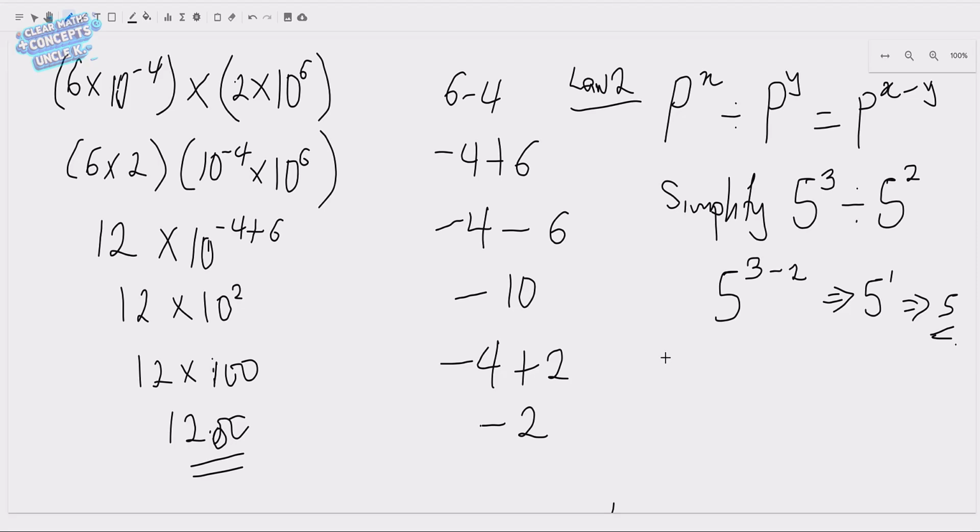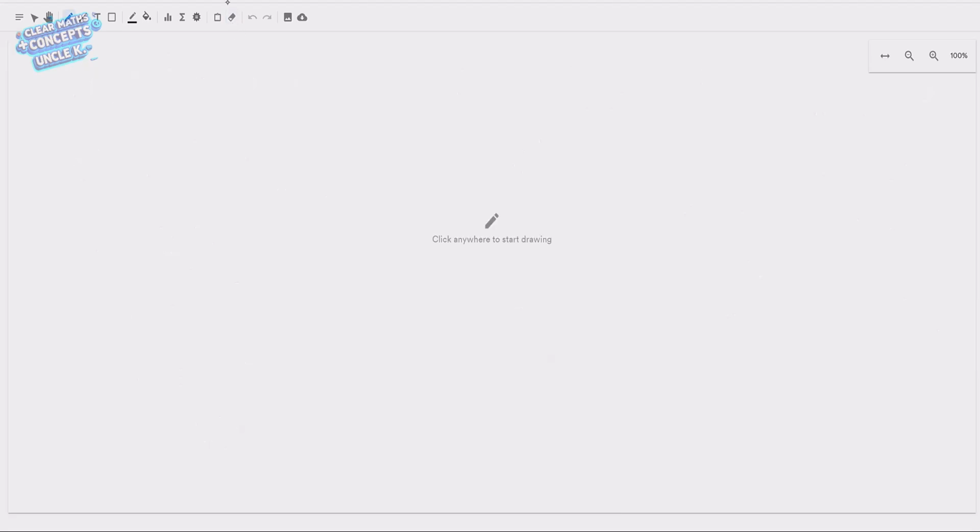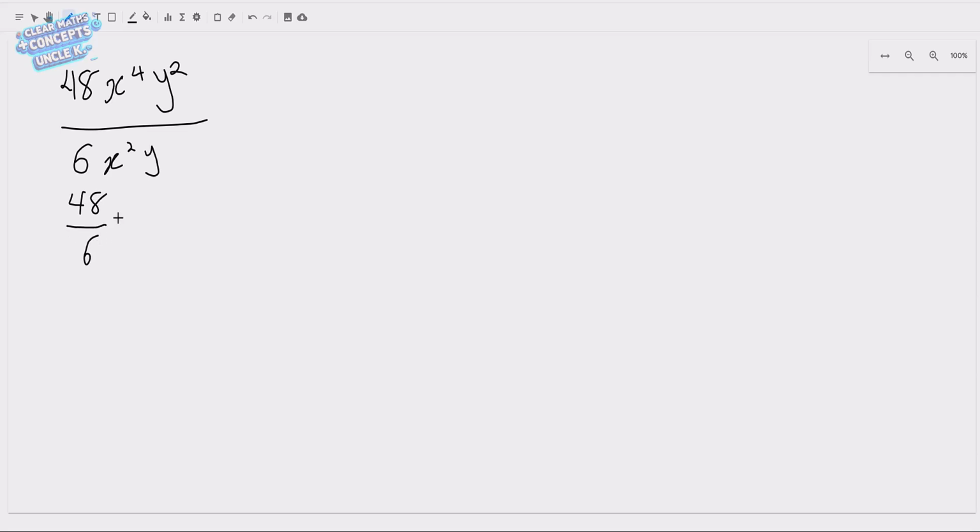Then the second one, you have to evaluate 48 x raised to power 4 y raised to power 2, divided by 6 x raised to power 2 y. So in this case, like I said, you can do it straight away because everything has actually been arranged. But I'll just do it the way I would normally do it if it was not arranged.